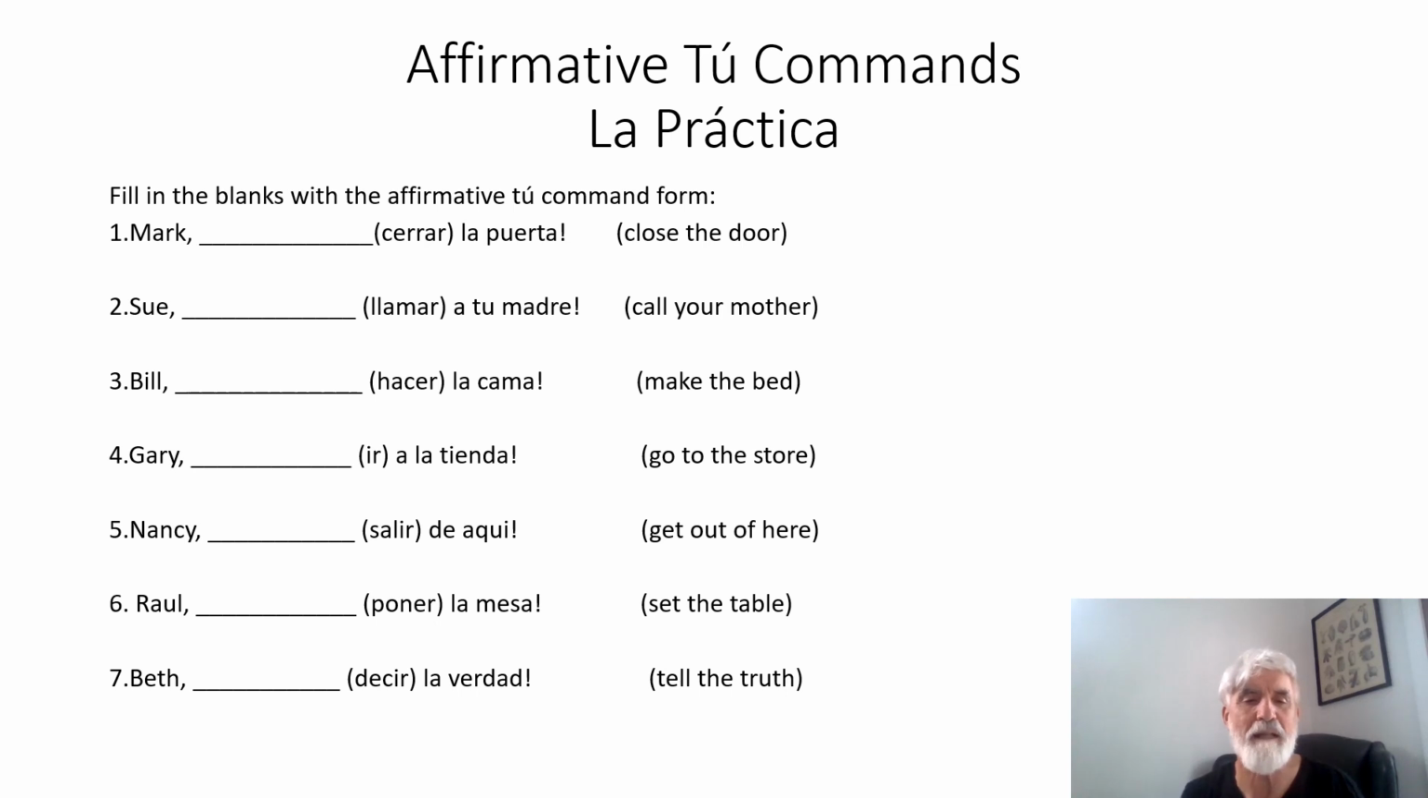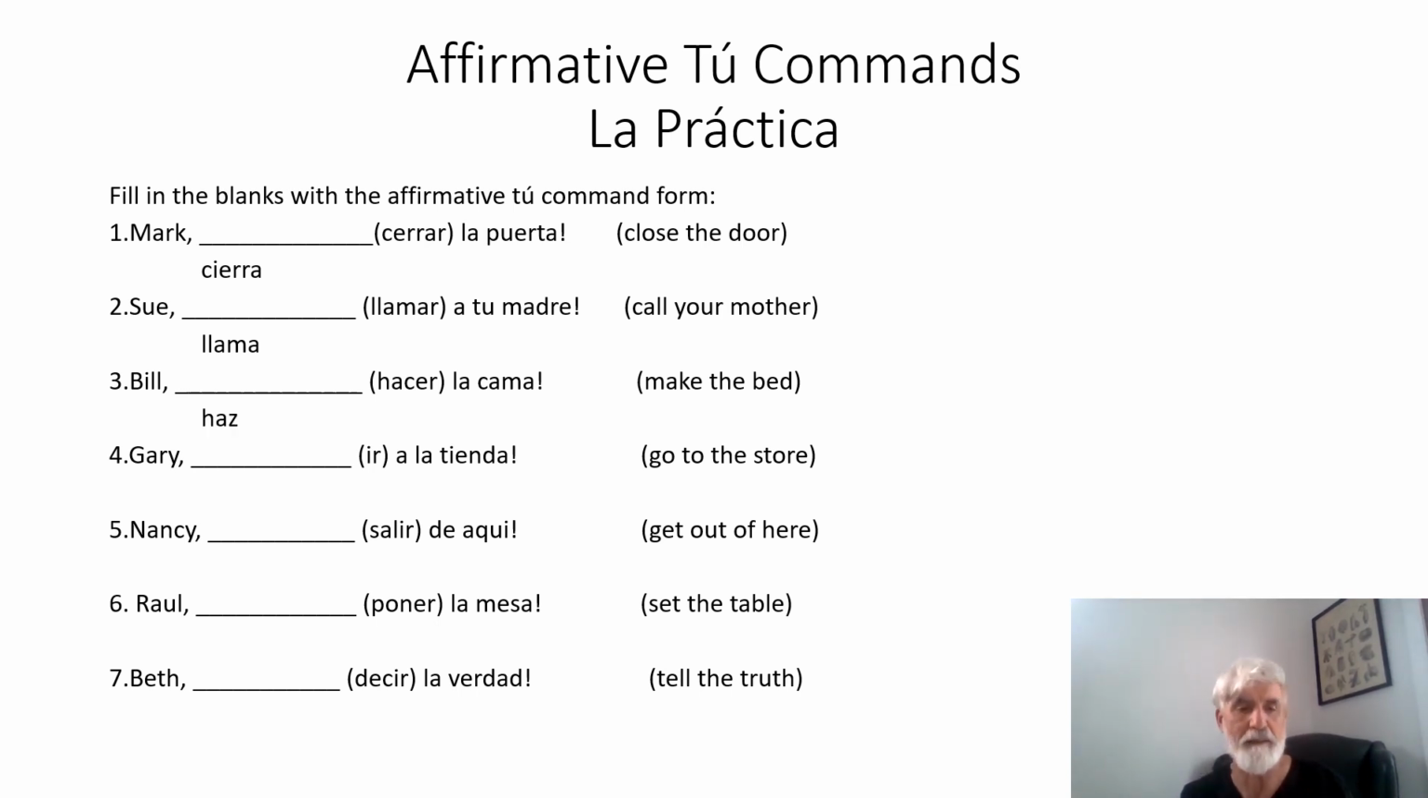So Mark, cerrar la puerta. How would you tell Mark in the tú command form to close the door? It will be the ella form of cerrar. Cerrar is a stem changing verb, so there's going to be a stem change in the ella form. So cierra la puerta. You're going to tell Sue to call her mother, llamar. Llama. It's the ella form of the verb. It's totally regular. Now you want to tell Bill to make the bed. So this is an irregular one. Does anybody remember what it is?